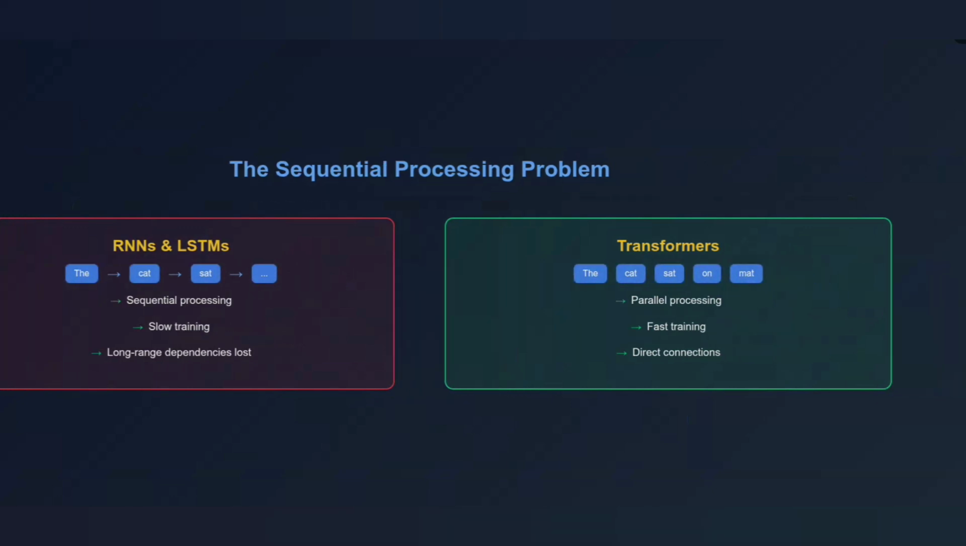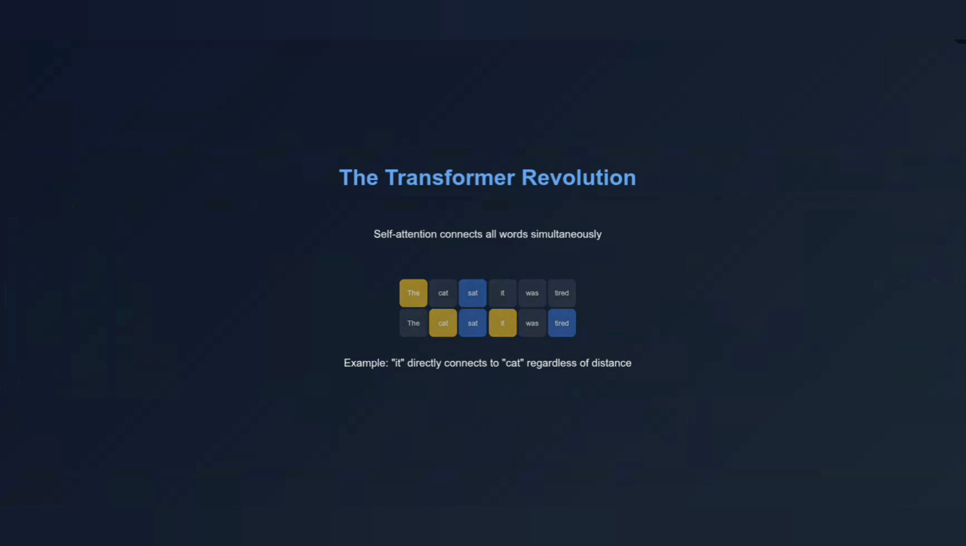Let's see how. The transformer architecture introduced a paradigm shift with its self-attention mechanism. Instead of processing sequences step by step, transformers can look at all positions simultaneously. Think of it like having a conversation where everyone can hear and respond to everyone else at the same time, rather than taking turns. The core innovation is the attention mechanism that calculates relationships between all words in a sequence. When processing the word "it" in the sentence, "The cat sat on the mat because it was tired," the attention mechanism can directly connect "it" to "cat," regardless of the distance between them.